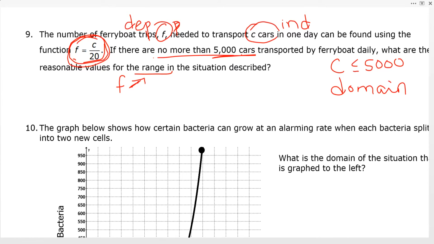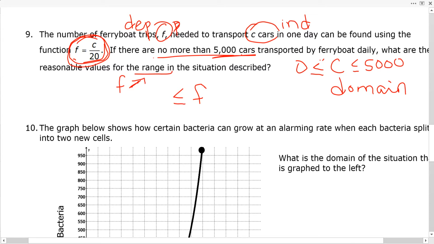Okay, so if I'm going to do the domain, which it doesn't ask for, but thinking about it, the least number of cars I can have would be 0. So the number of cars has to be between 0 and 5,000. So the ferry boat range is going to be, that's if there's 0 cars, or 5,000 over 20 if there's all 5,000 cars, which is the maximum.